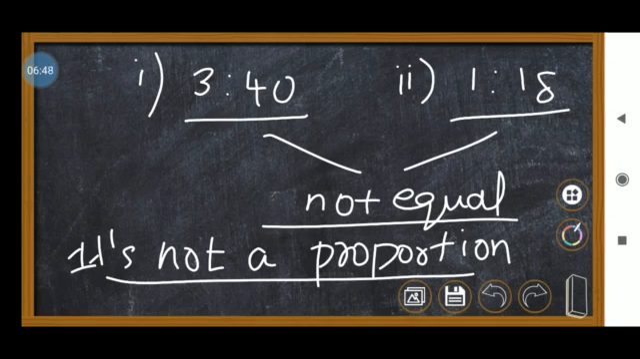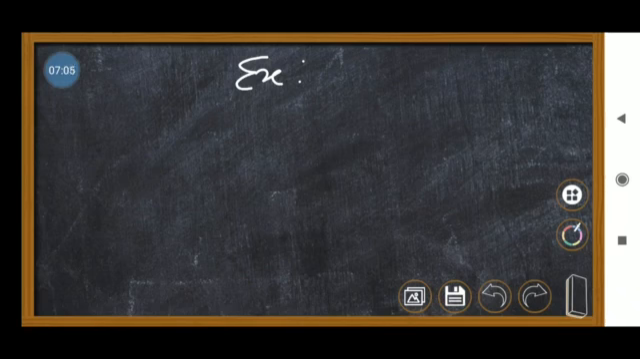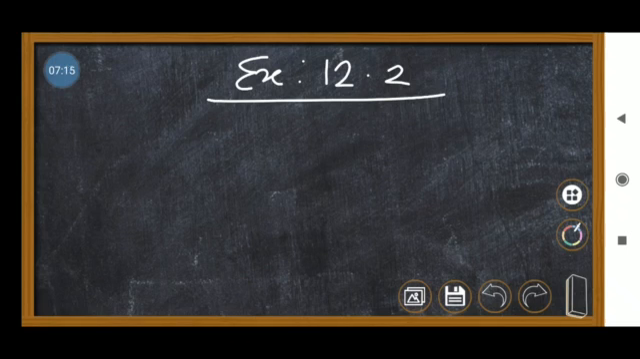Okay, so shall we move to the next problem? In the exercise, exercise 12.2, some problems are given, no? So we are going to solve those problems. The first one: determine whether the following are proportion or not. We have to identify whether it is a proportion or not. Proportion means when the two ratios are equal, then only we call it a proportion.